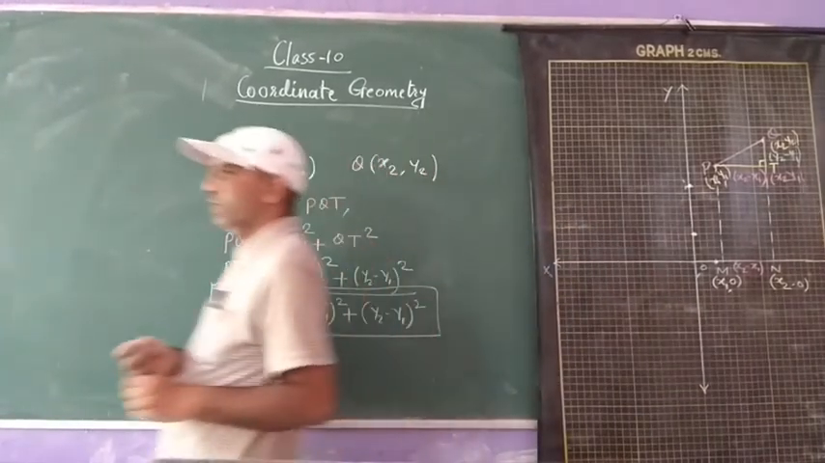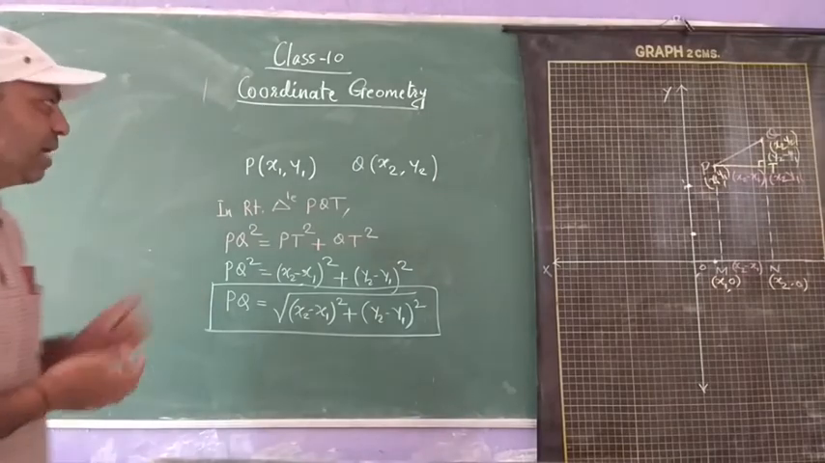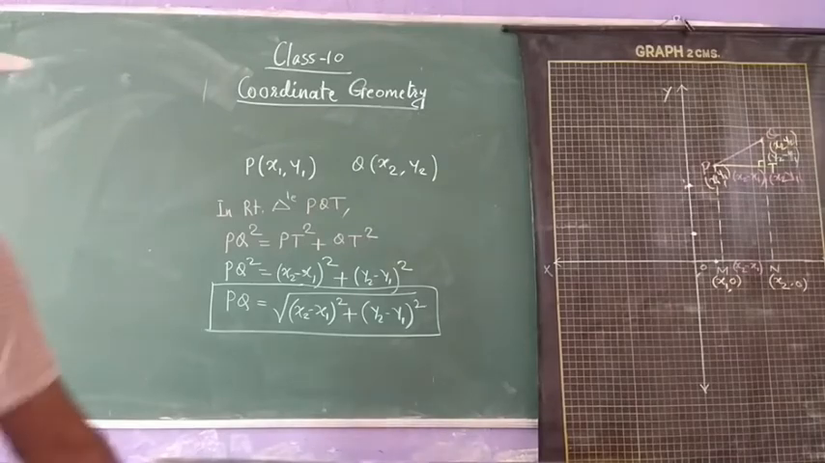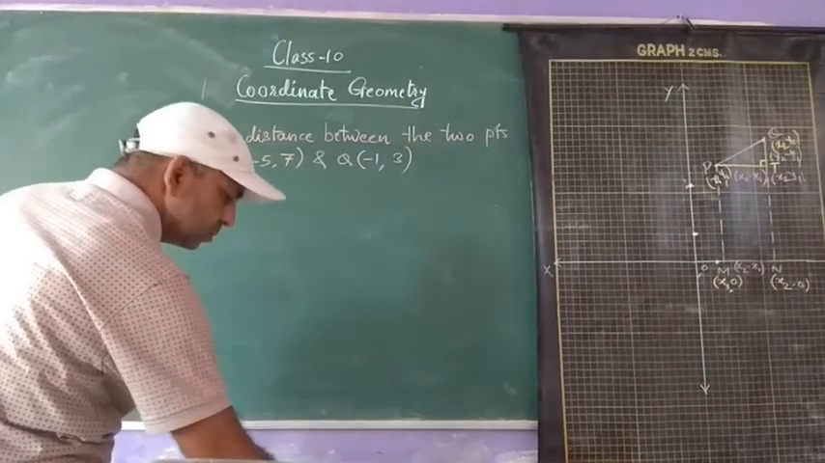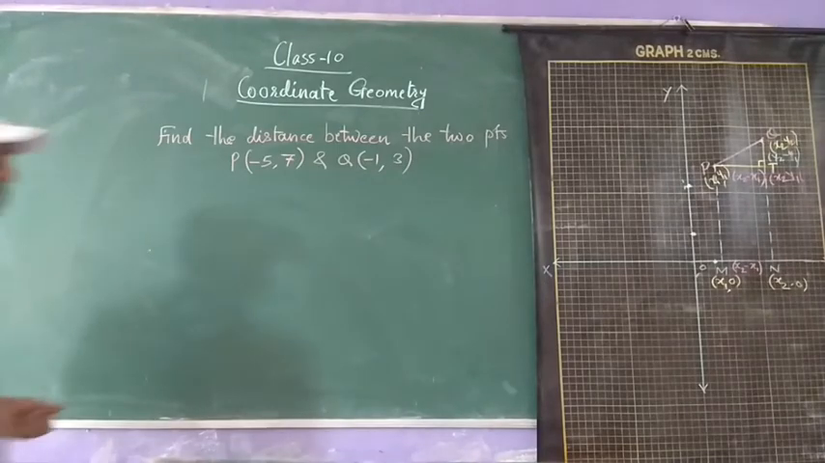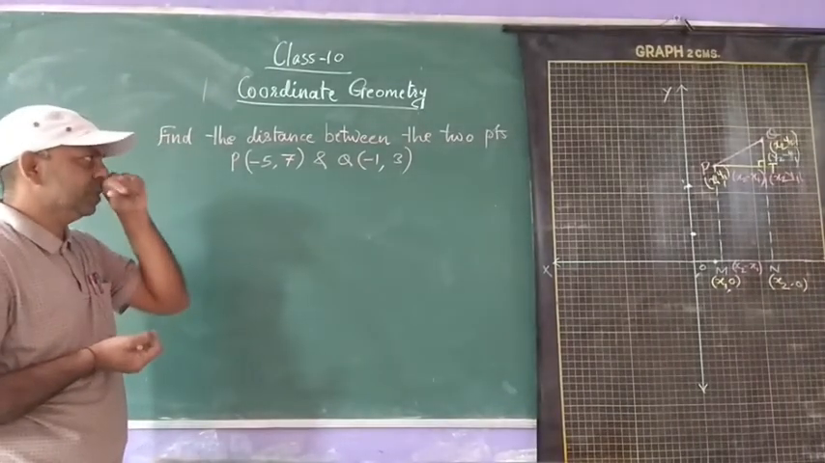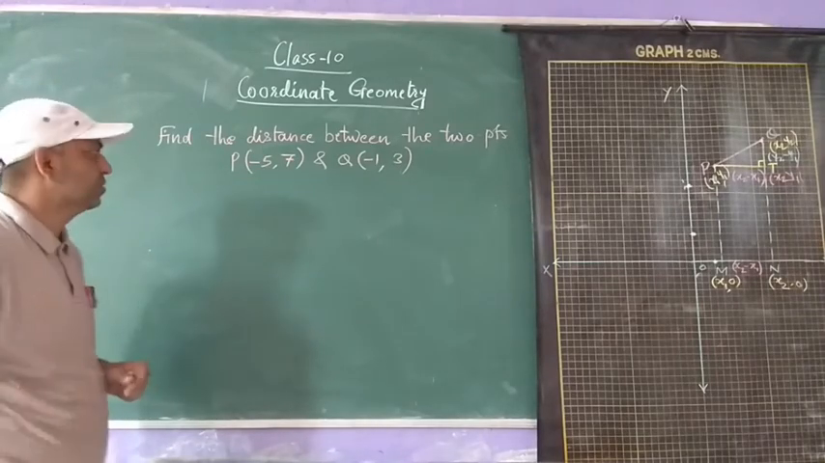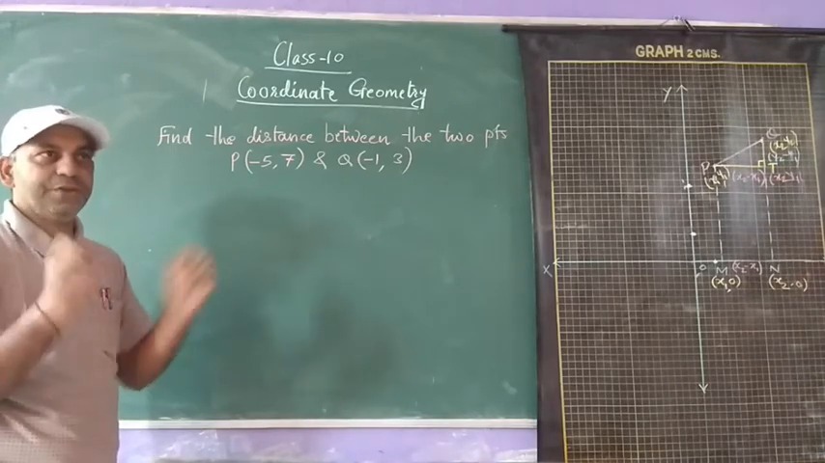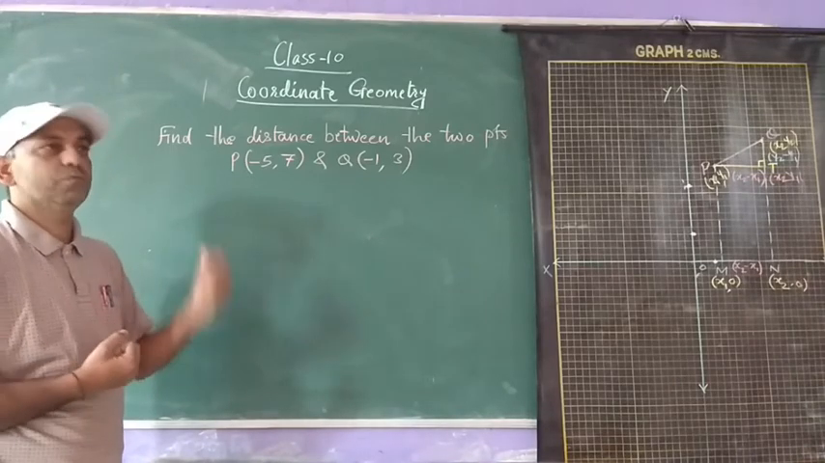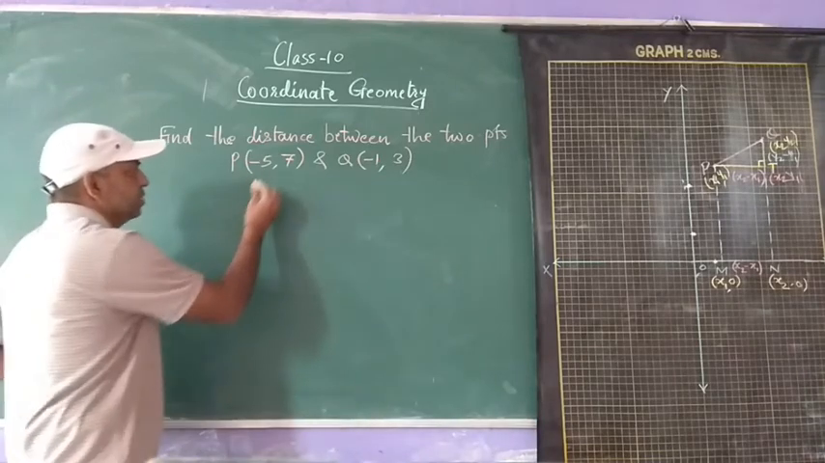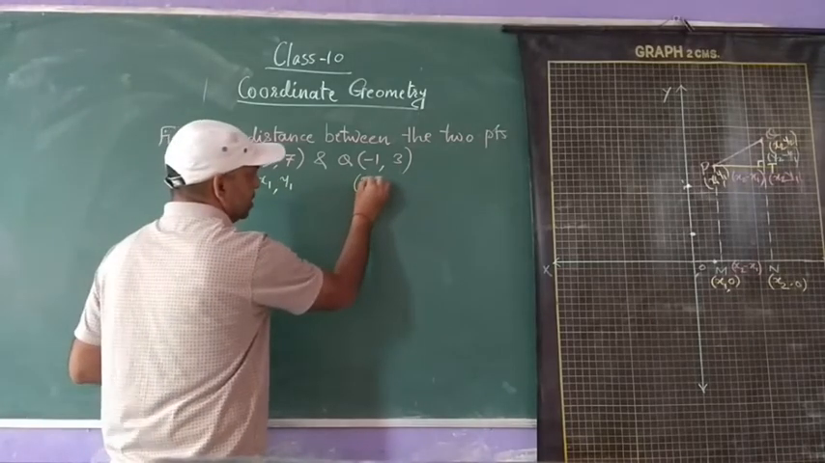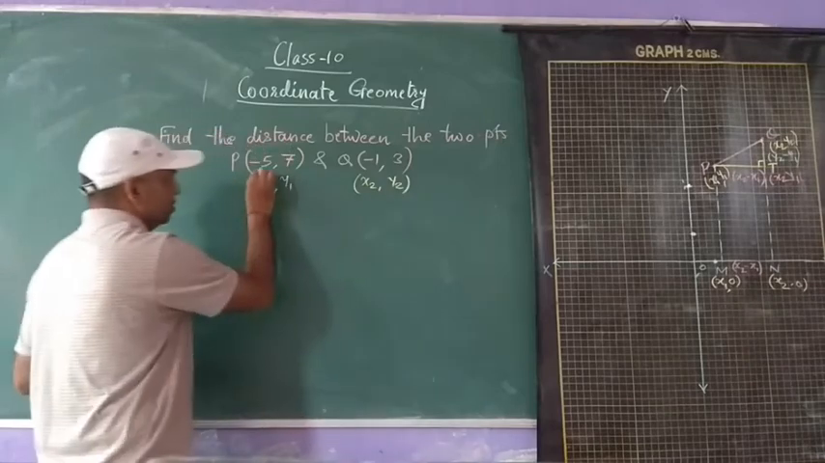Okay, so let us start with one example. Find the distance between the 2 points P(-5, 7) and Q(-1, 3). So we are given 2 points P and Q, and we have to find the distance between these 2 points. Okay, so it is very easy. So consider it as x1, y1, and here x2, y2.